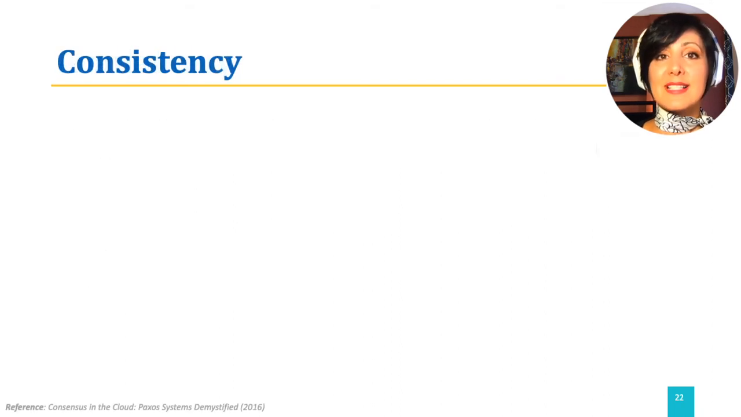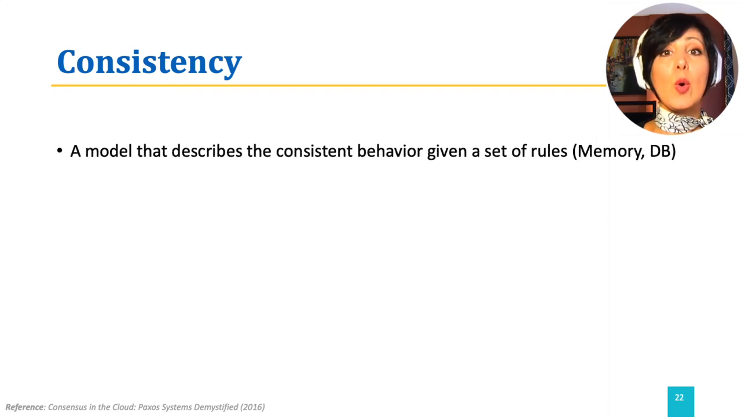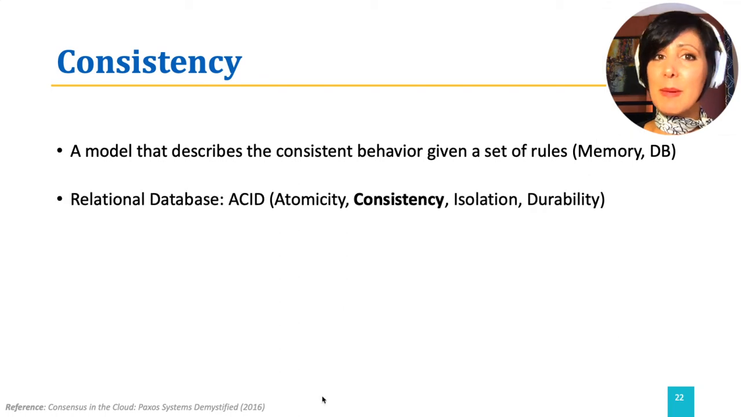Now, consistency. Consistency describes the behavior compliance of the system in meeting a set of rules in regards to data in memory or database stored data. Do you remember the consistency from discussions and the ACID properties of relational databases? It described the requirement that a database should go from one valid state to another valid state.